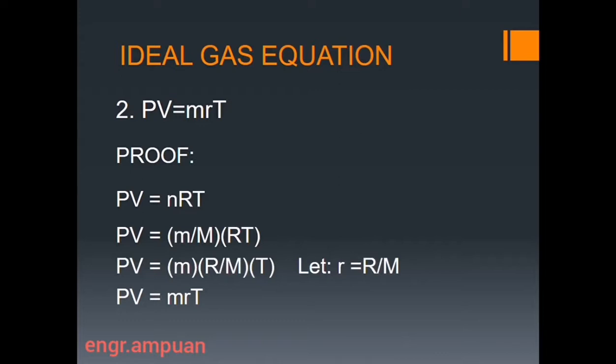So here is the proof why this is just the same as the first equation. PV = nRT. So here, n is equal to m over M, or mass over molecular weight. So if we are going to rewrite, PV is equal to m, R over M, T. So let small letter r be equal to big letter R over M, or the universal gas constant over the molecular weight. So PV is equal to mRT. So they are just the same.